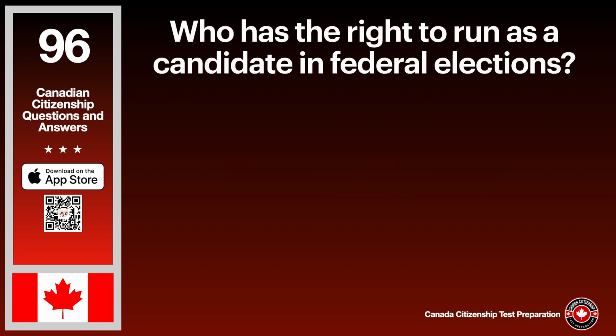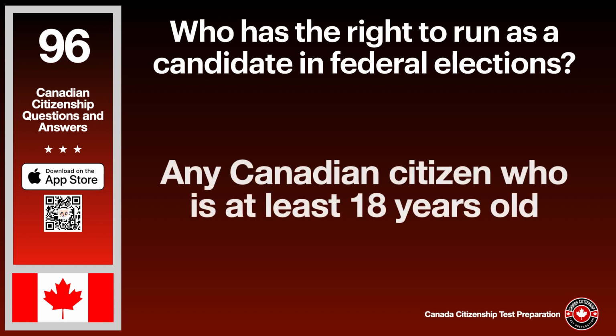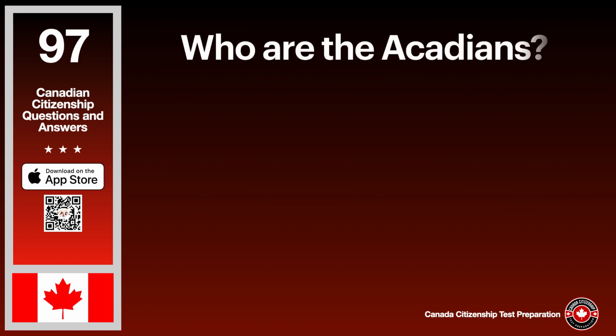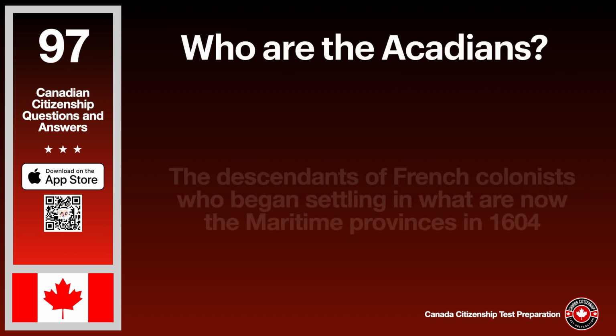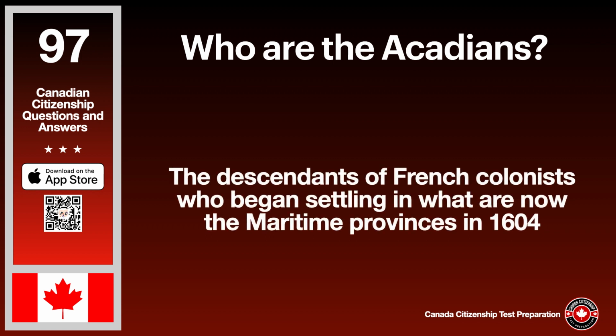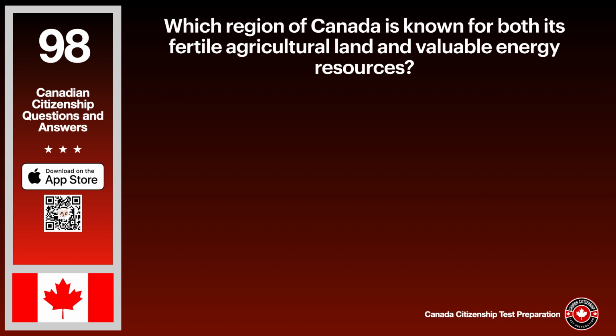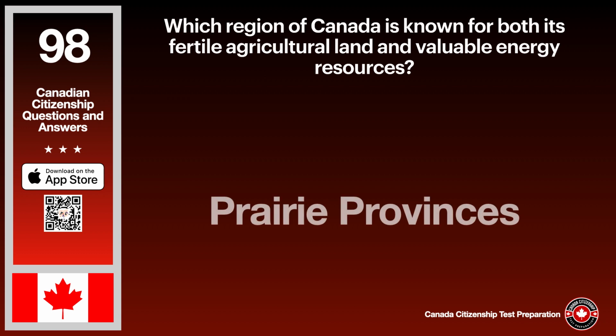Who has the right to run as a candidate in federal elections? The answer is any Canadian citizen who is at least 18 years old. Who are the Acadians? The answer is the descendants of French colonists who began settling in what are now the Maritime Provinces in 1604. Which region of Canada is known for both its fertile agricultural land and valuable energy resources? The answer is Prairie Provinces.